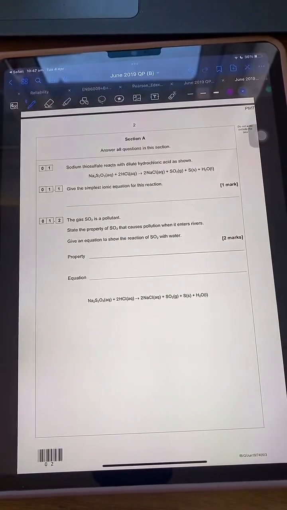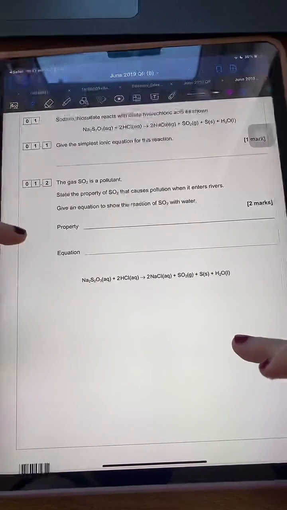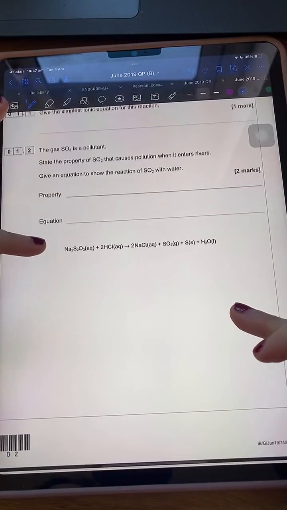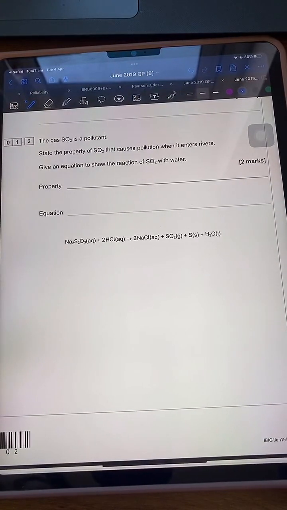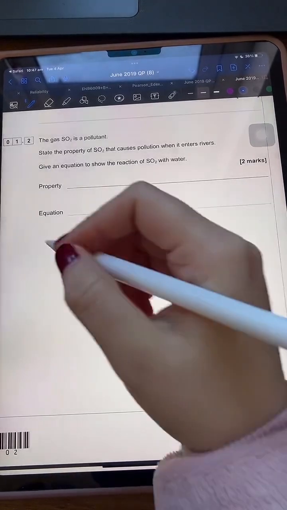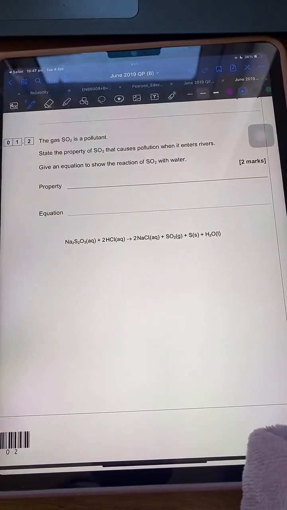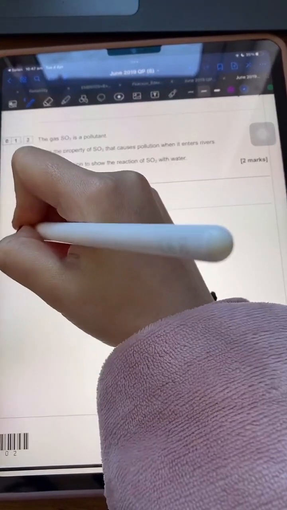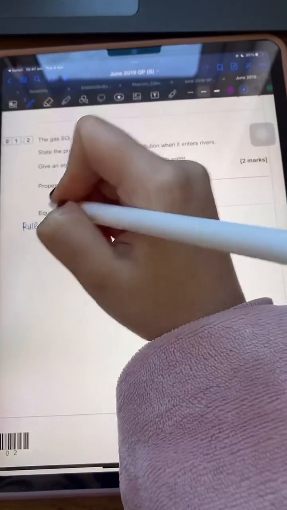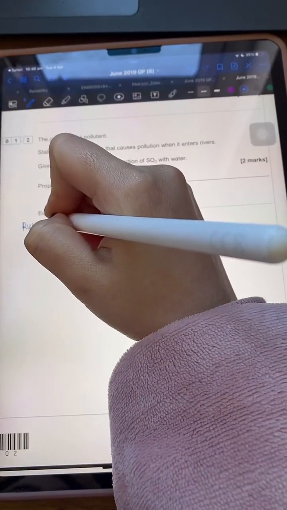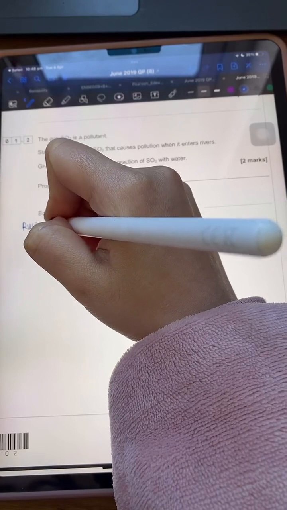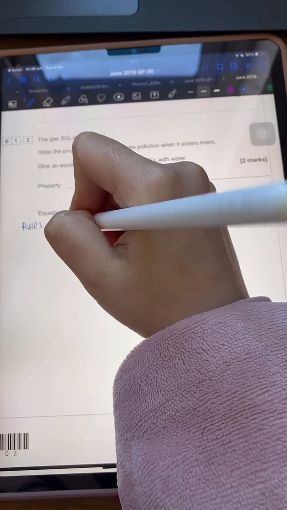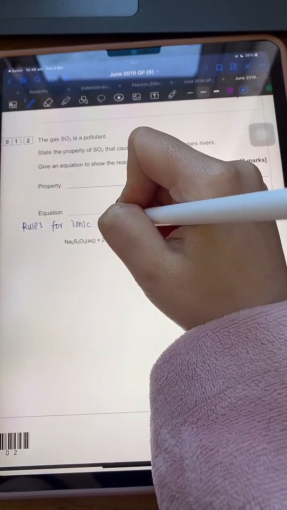So I'm going to put it at the bottom here. Let's do the ionic equation for this. So the rules for ionic equations. This is A-Level Chemistry, Paper 3, but it works as well for GCSE for the rules of ionic equations. So rules for ionic equation.